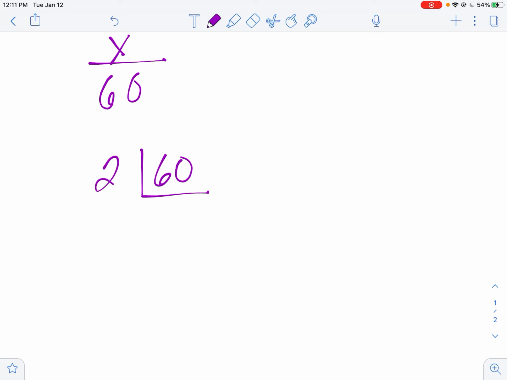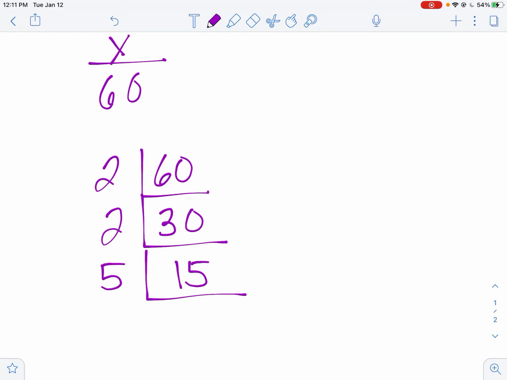All right, so if I do 60 divided by 2, I get 30. So then I figure, okay, what can I divide 30 by? Really doesn't matter. I can pick anything. Maybe I want to go with 2 again. That'd be fine. Divide 30 by 2, I get 15. What can I divide 15 by? I'm going to go with 5. 15 divided by 5 gives me 3.